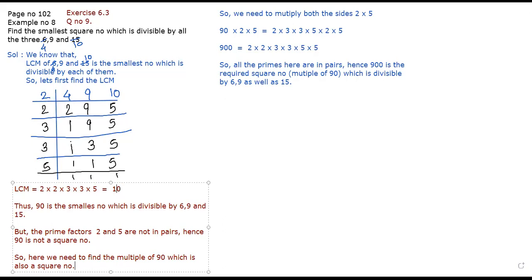No, sir. Why not? Because 5 is not in pair. And what to do? Multiply by 5 on both the sides. Do it.